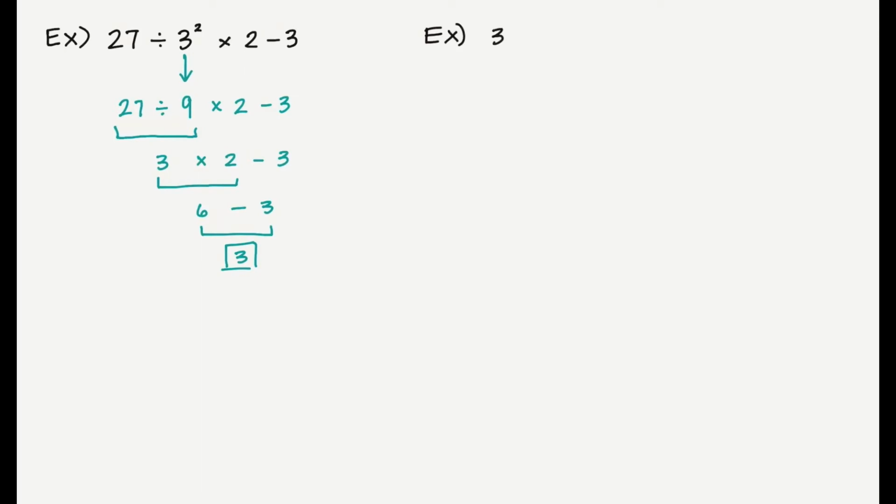The next one is 32 divided by 2 cubed plus 6. So again, I have an exponent, so I'm going to take care of that, which is 8, and rewrite everything else. So 32 divided by 8 plus 6. Next is division, and that leaves me with 4, and then I'm going to add 4 plus 6, which leaves me with 10.